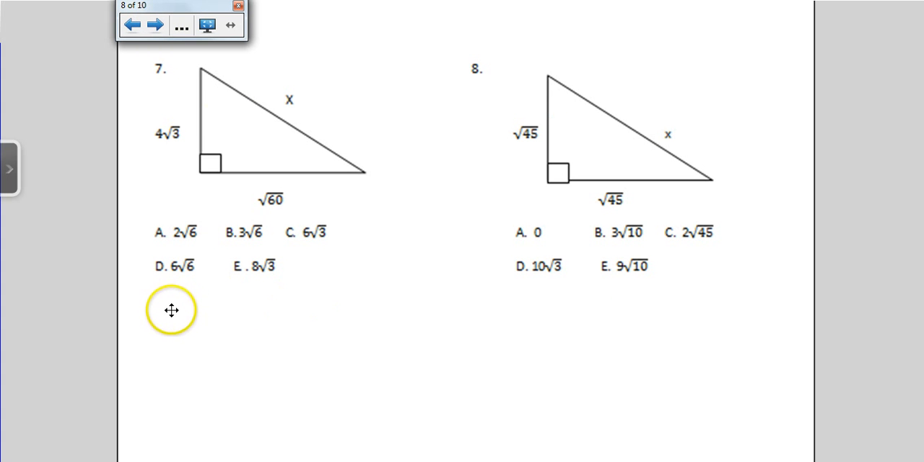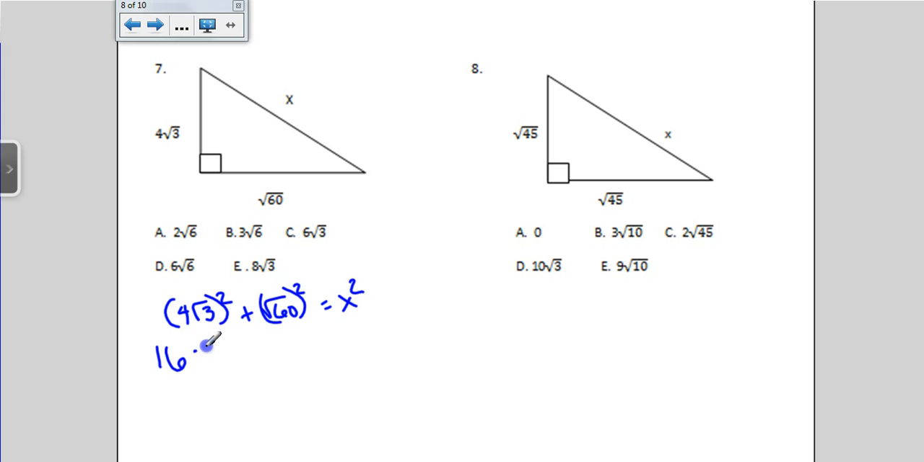Number 7 has a leg of 4 square roots of 3, and we're going to square it, plus the square root of 60 squared has to equal x squared. Now 4 square roots of 3 squared: we're going to square the 4, and we're also going to square the square root of 3. So 4 squared is 16. Square root of 3 squared is just 3. So that's really going to be 16 times 3, and then this becomes just plus 60. So let's see here, 16 times 3 is 48. Alright, getting some big numbers here. So we have 108 equals x squared.